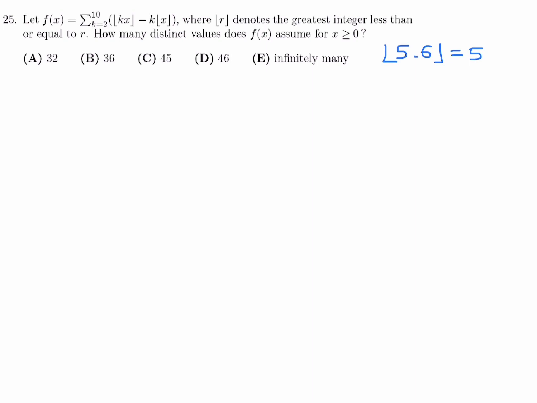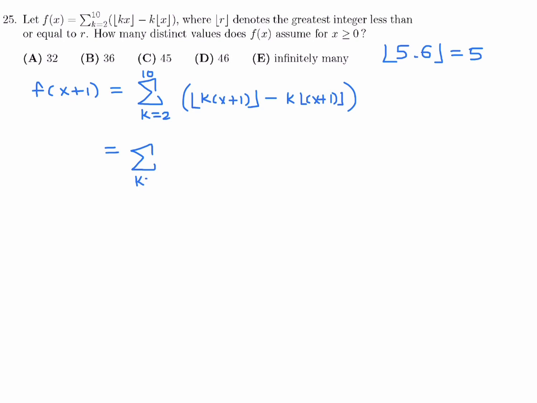So what we have here is something that we need to figure out. How does this behave? What you do is you look if there's any sort of a periodic nature to it, and if so, what is the period? So let's see what we get for x plus 1. This would be k equals 2 to 10, and it would be the bracket of k times x plus 1, minus k times the bracket of x plus 1, like that.